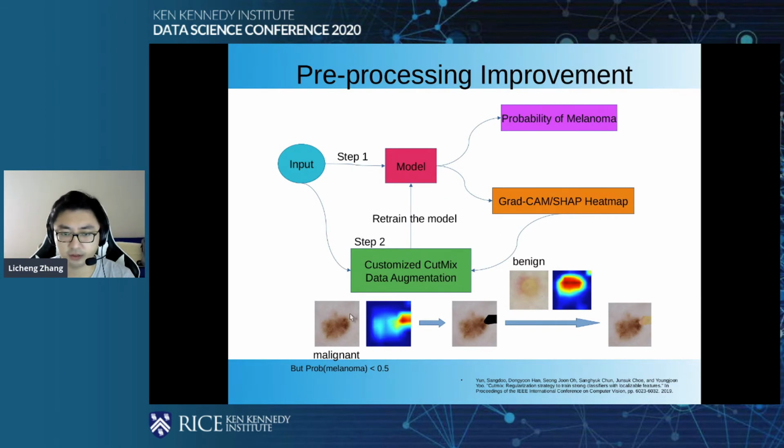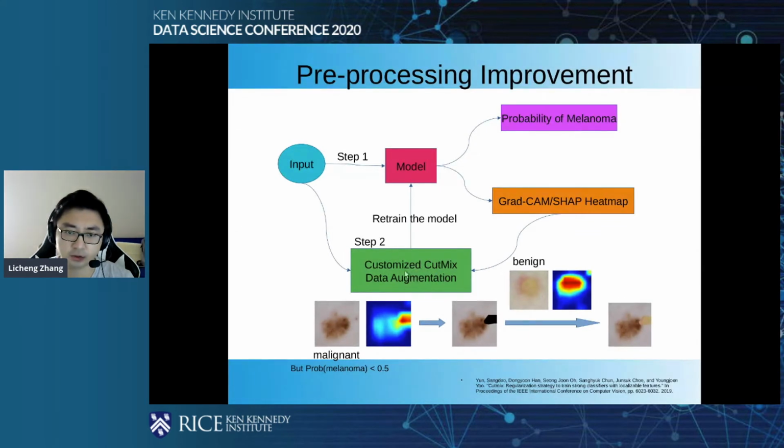So the demo here is showing a malignant sample, and we generate a Grad-CAM heat map, and it's highlighting this region here. I think this is why the prediction is low here. And we can cut out this region and mix with some region from the benign samples. But not just any regions in the benign samples. We also use Grad-CAM to generate a heat map, so we can take some useful regions from the benign sample and mix them here. So we call this customized CutMix data augmentation.